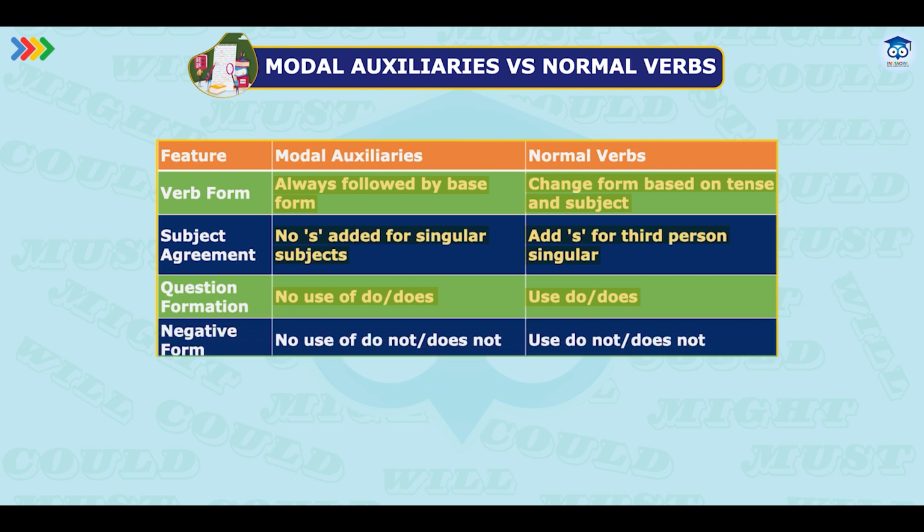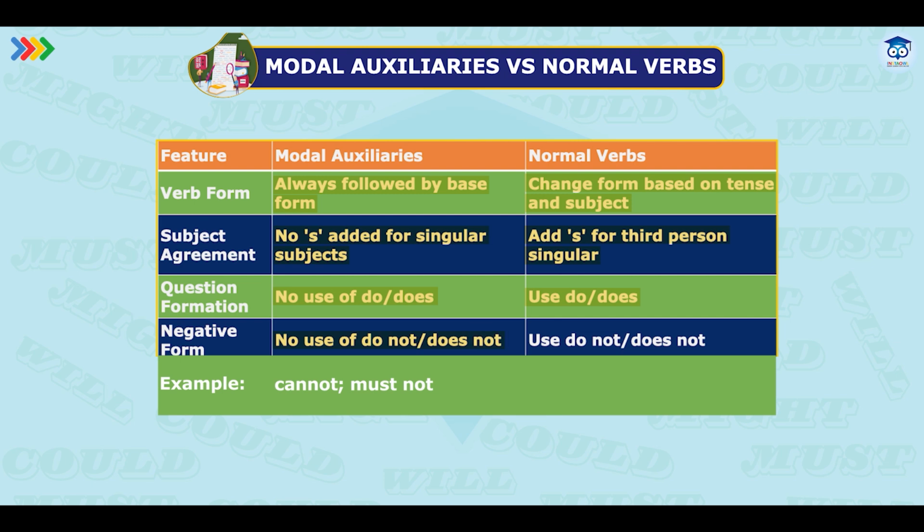The same idea applies when we form negative sentences. Modals form negatives using words like cannot or must not. No extra helping verb is needed. But with normal verbs, you'll notice that they use do not or does not, such as she does not sing or I do not run.